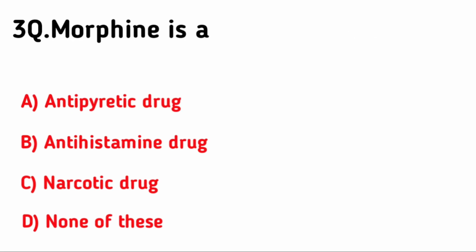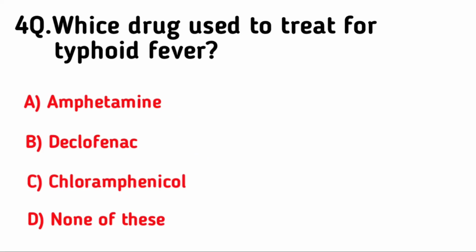Question number 3. Morphine is a... Answer option C, narcotic drug. Question number 4. Which drug is used to treat typhoid fever? Answer option C, chloramphenicol.